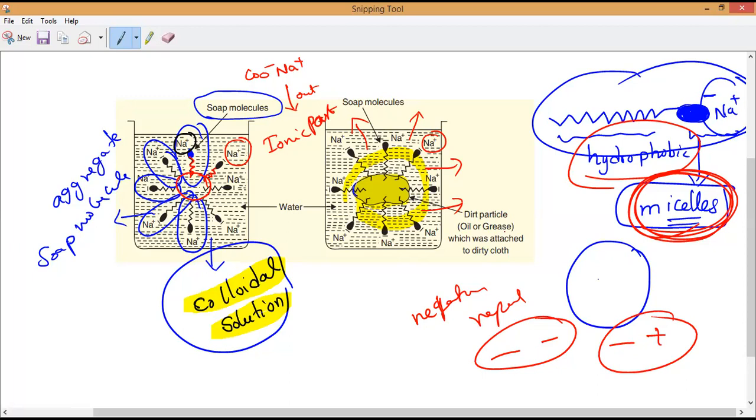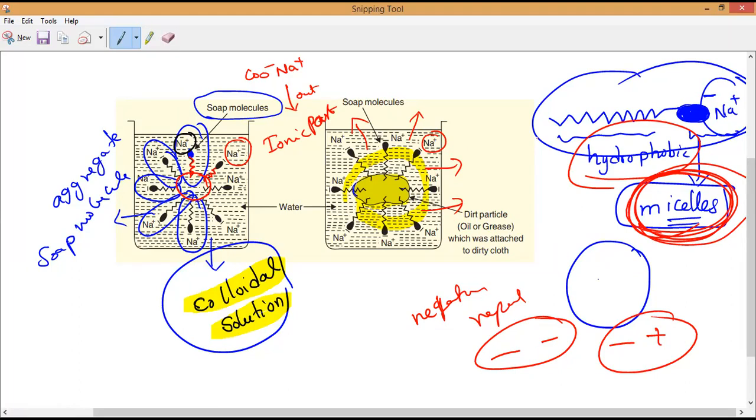The soap's hydrocarbon part attracts the dirt or grease particles and traps them. When we rub our face with our hand, those particles come out in the form of micelles, so our face becomes clean. The cloth also becomes clean in the same way.